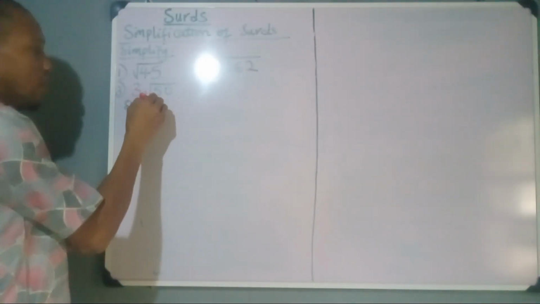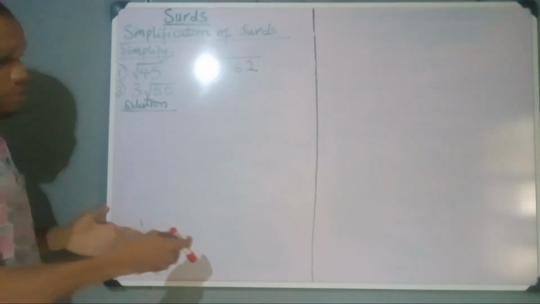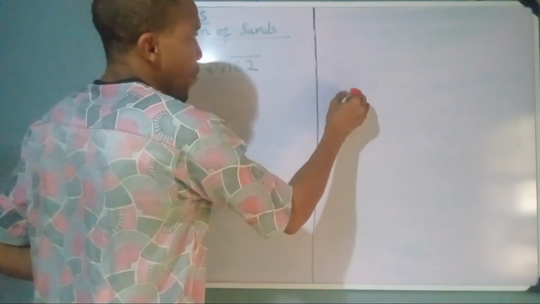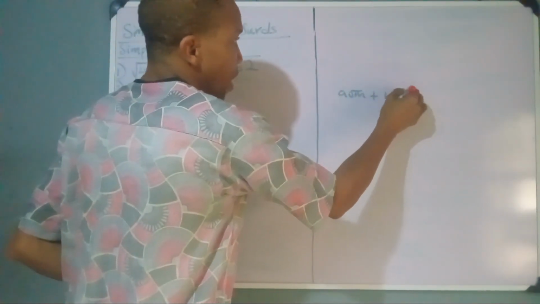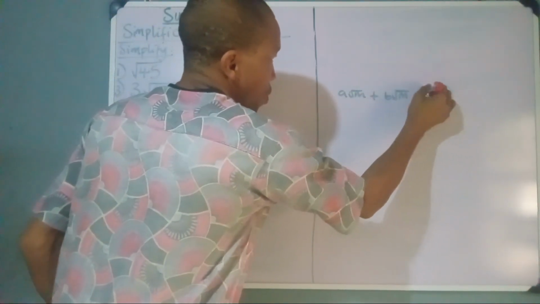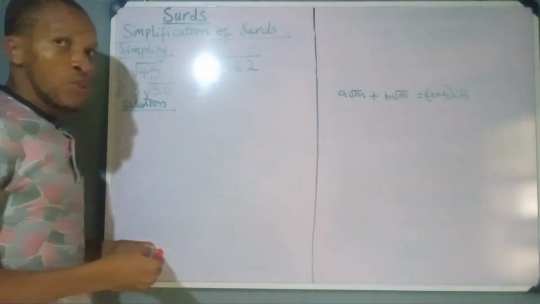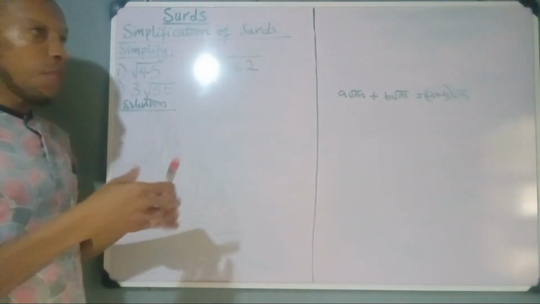In the last class I explained that if I have something like a root m plus b root n, we can simplify them further by combining them to get (a plus b) root m, because they are like surds. Now sometimes you might have two different surds.